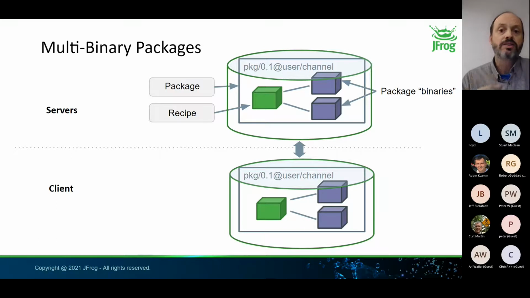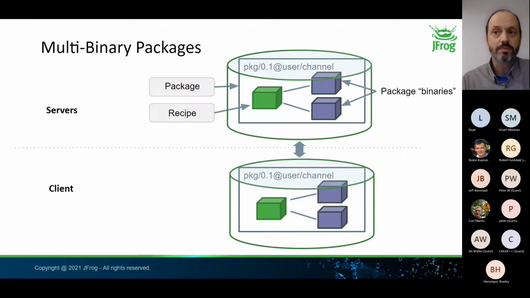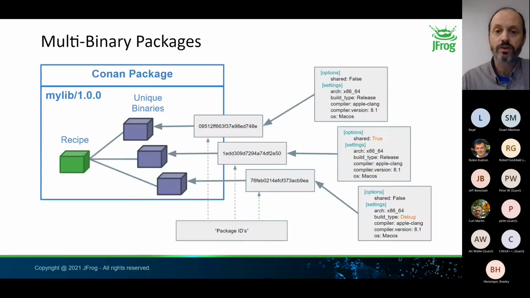For a package, let's say something with a name and a version like package 0.1, we have what is called a recipe. A recipe is a Python script that describes how to build binaries from sources. For every recipe, one recipe can create any number of binaries, depending on the configuration. So if we have a closer look at this model, we have something like this. For the package mylib 1.0, we have this recipe, and we have a bunch of binaries. Each binary has a unique package ID, and this package ID is computed as the hash of the configuration.